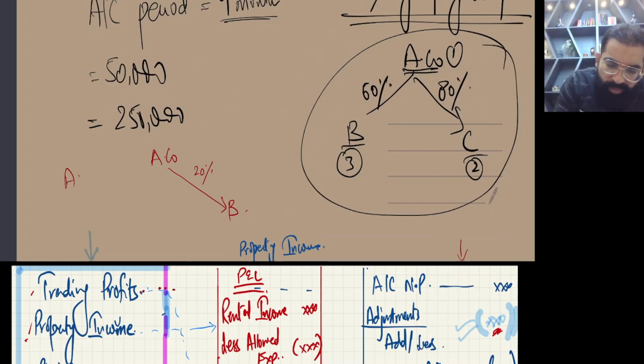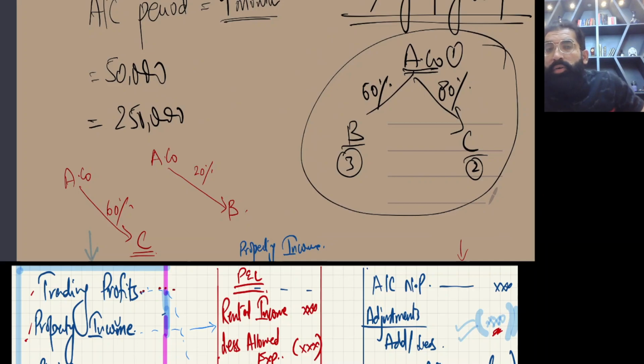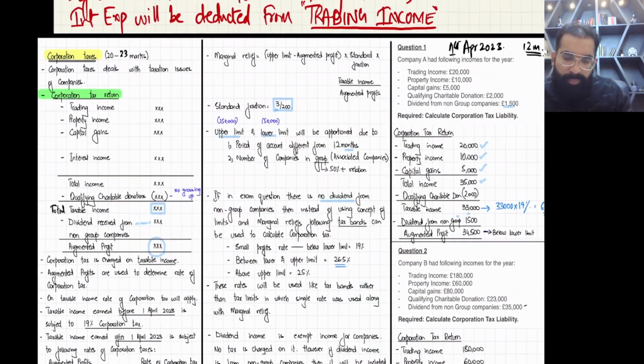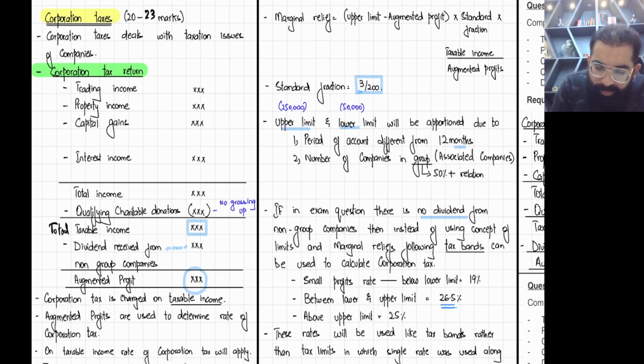But if you are A company and you have a 60% investment in C company, that means it is a group company. This is your subsidiary in easy terms. So if the holding percentage is less than 50%, whatever dividend income comes from B company to A company will be called dividend received from non-group companies. Non-group means less than 50% holding. So to total taxable income, we add dividend received from non-group companies. Finally you will get augmented profits.